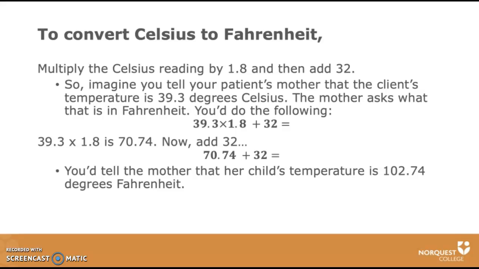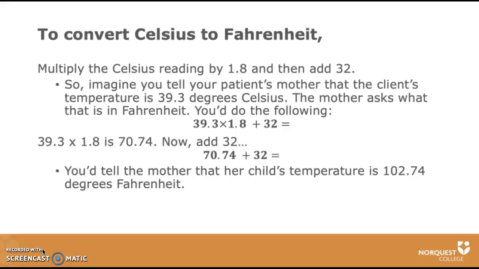To convert from Celsius to Fahrenheit, multiply the Celsius reading by 1.8, then add 32. So, imagine you tell your patient's mother that the client's temperature is 39.3 degrees Celsius. The mother asks, what is that in Fahrenheit? You would do the following.